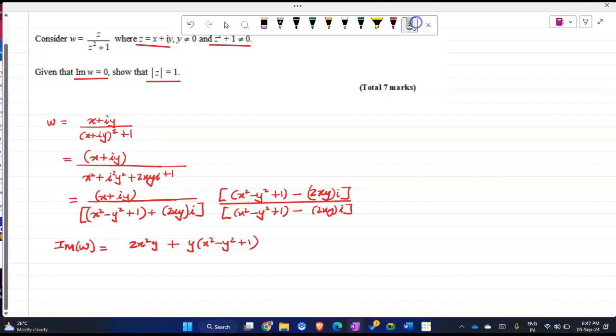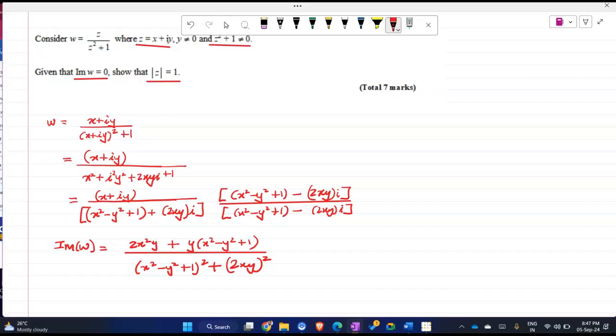Because when this term in i gets multiplied by this real term, I get a term in i. Upon, my denominator is a square minus b square, so plus 1 it will become i square minus 1. Correct? Is there any other term in i? Nothing. Now this imaginary part is equal to 0.